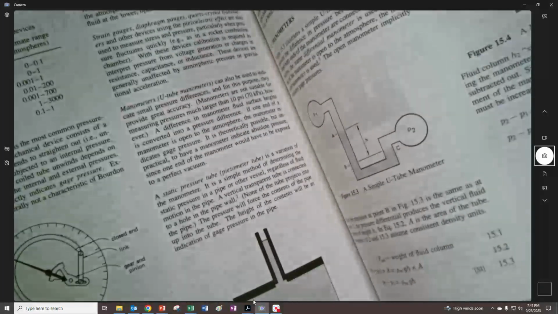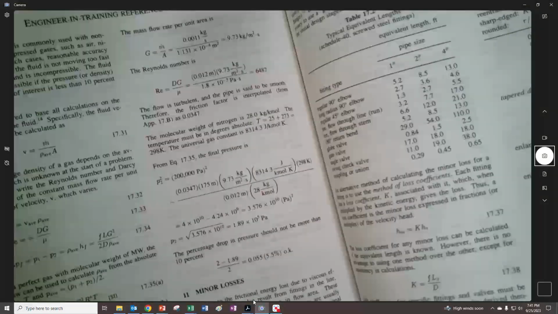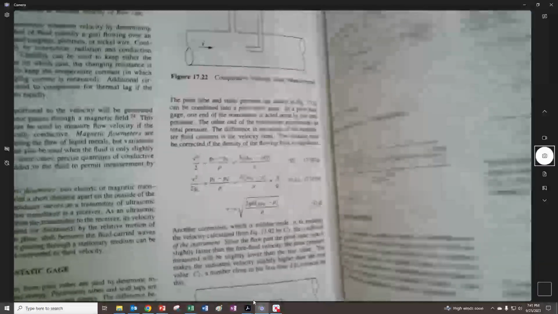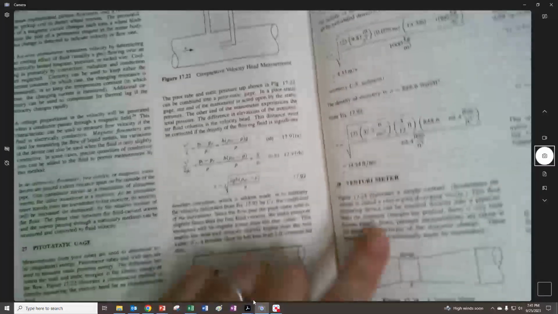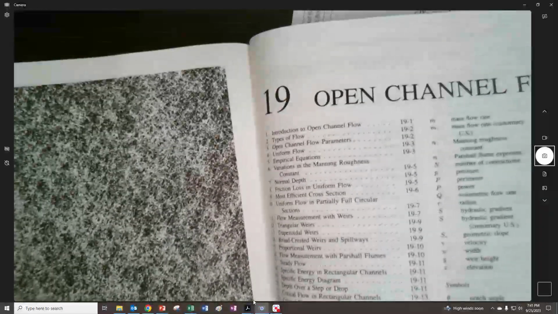Some stuff, if you didn't know much about it, here's some manometer stuff. I'm trying to find some random things that might interest you. If you need some electrical, not advanced stuff, but just basic things you want to review. You're going to learn in fluids what a pitot tube is, and an equation to get what the flow is. Just a lot of great stuff. Open channel flow, which is a civil engineer thing.